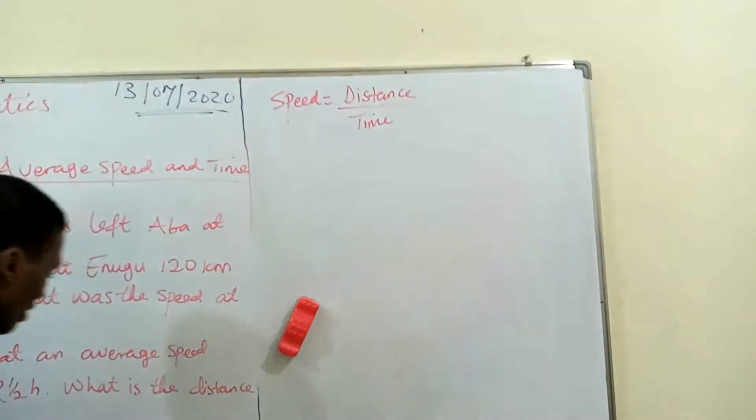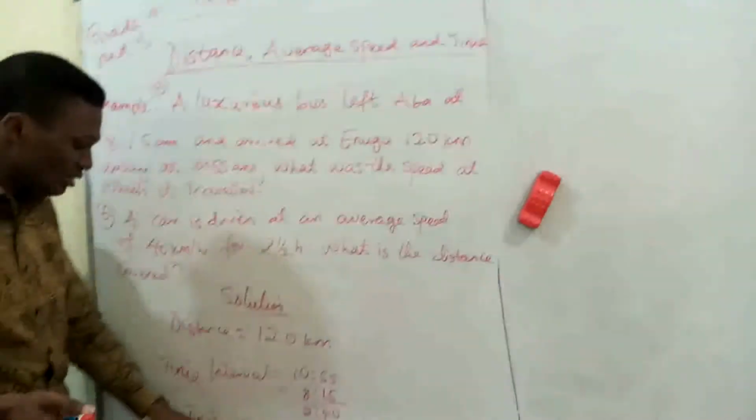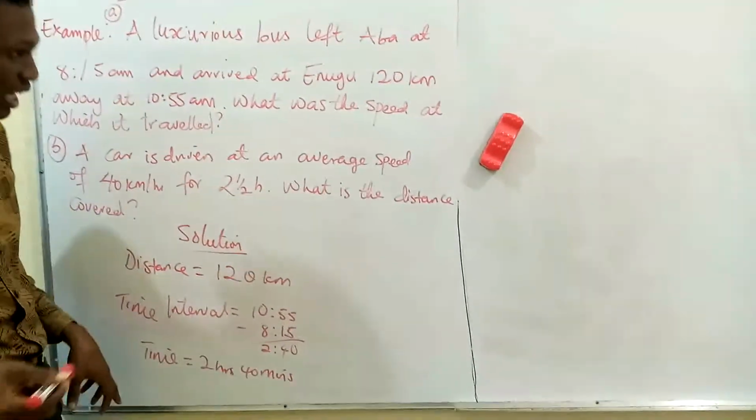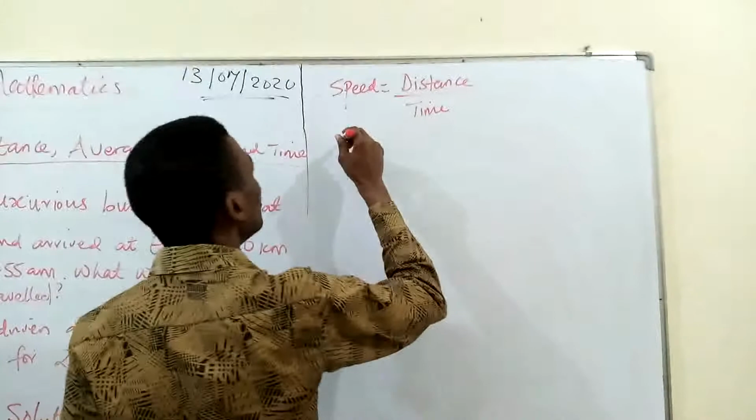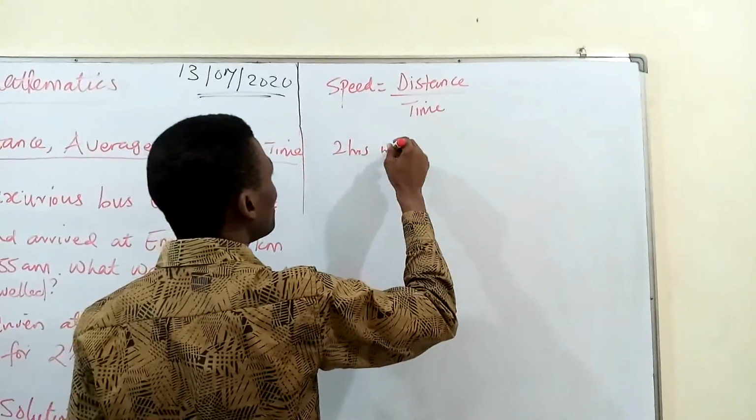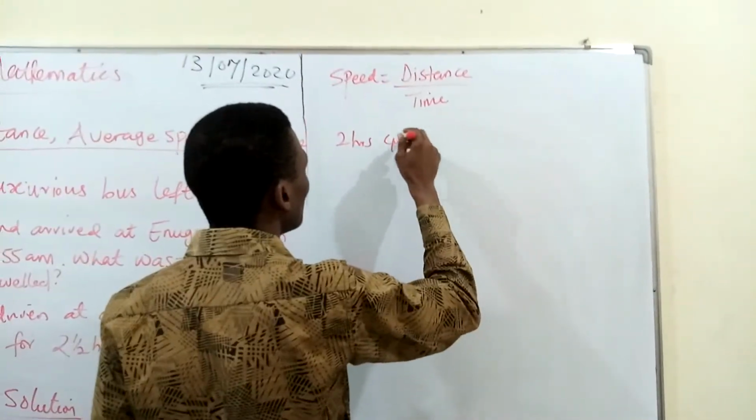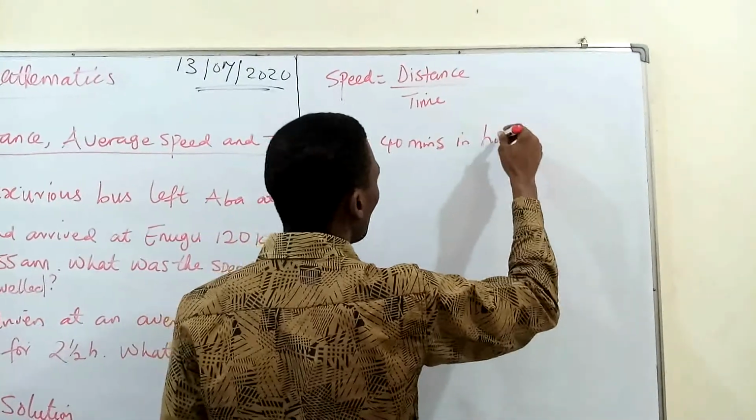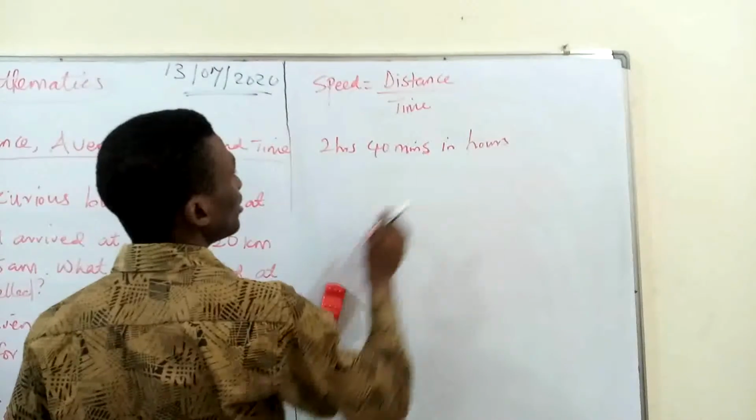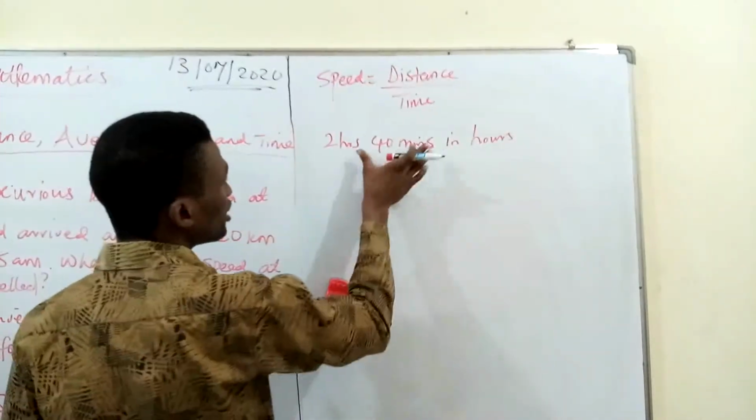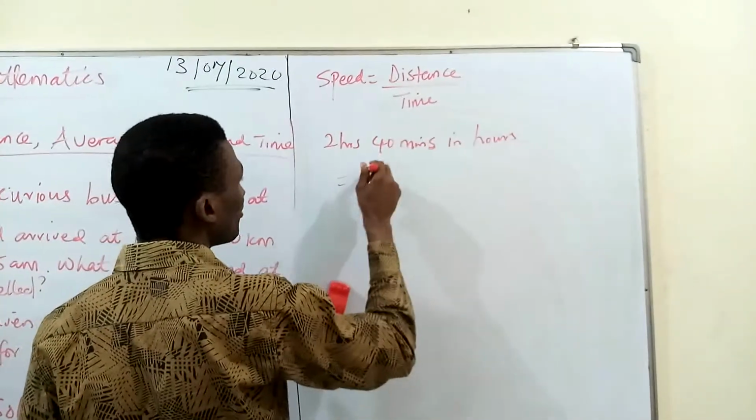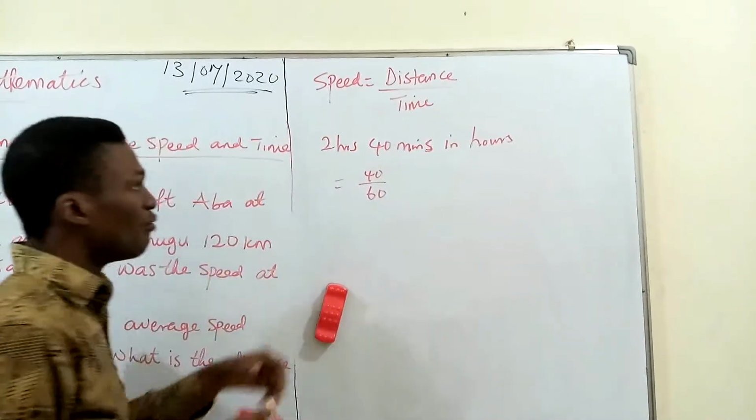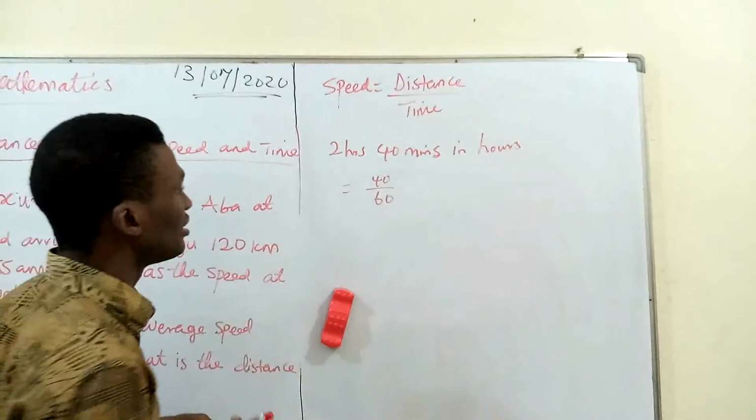Now, before we continue, our time is 2 hours 40 minutes. We can express all of this in hours. For us to do that, we express our 40 minutes in hours. For us to express 40 minutes in hours, we have 40 over 60. When converting from minutes to hours, we divide by 60.